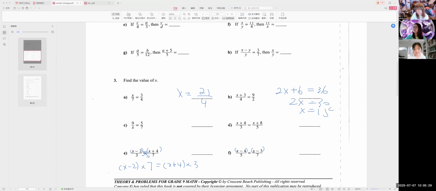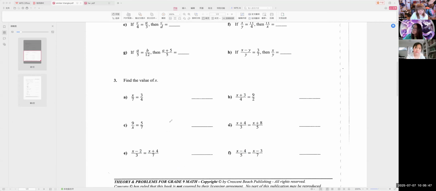Yeah. Good. Right? Zoe, good job. Okay, so if you're not very sure you get it right or not, you can always plug it back. So 15 plus 3 over 4 equals 9 over 2. 18 over 4. Is it equals 9 over 2? If it is, then you get it right. If it is not, then you get it wrong. Understood?